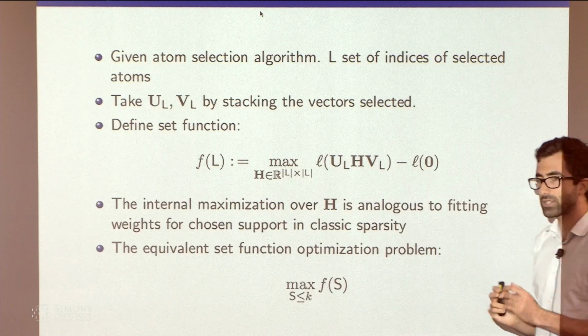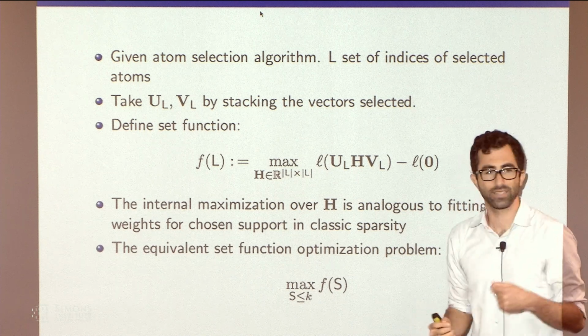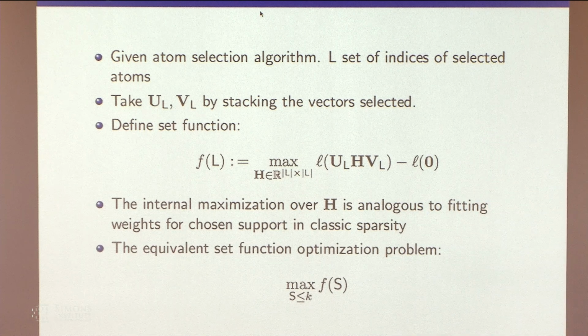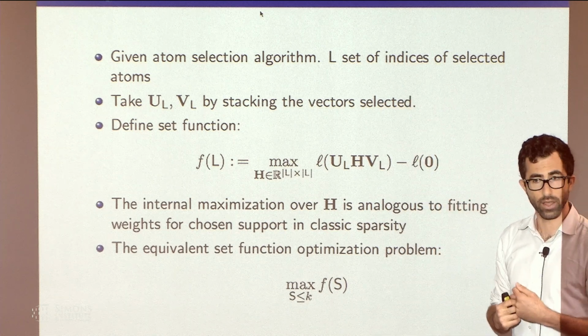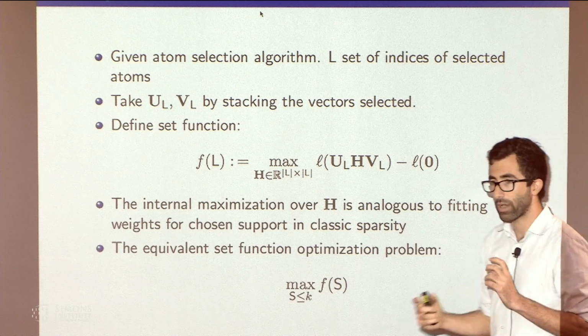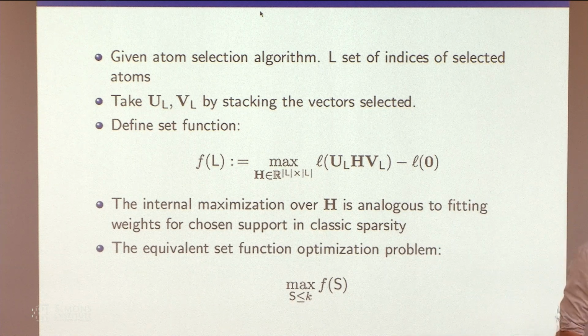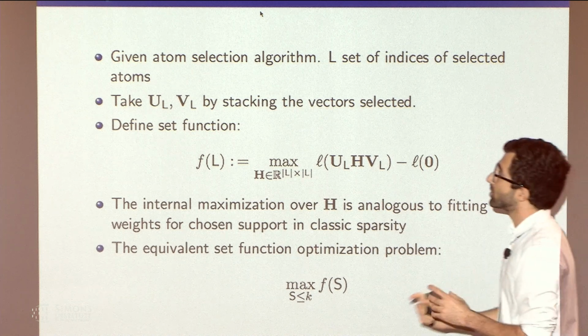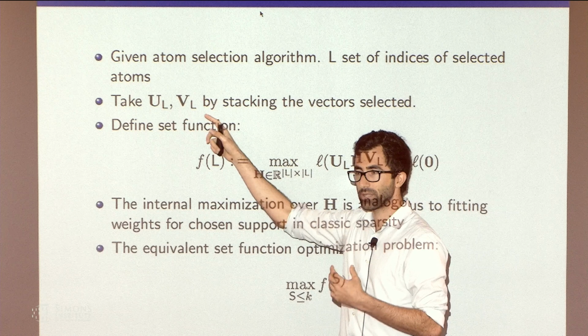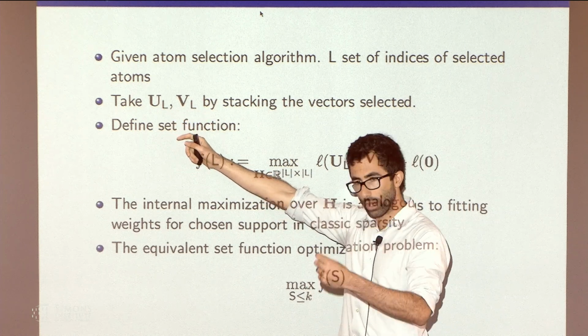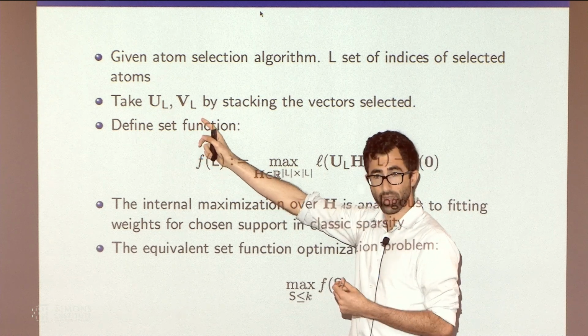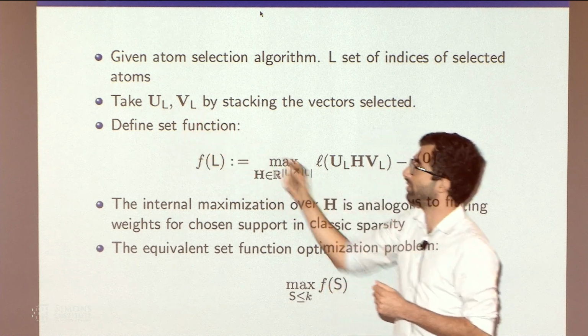So to be precise, suppose we have some algorithm that can select a new atom. For us, that means it selects a new rank 1 matrix, and then let L be the set of indices of those selected atoms. In this case, we're going to think of the atoms as both left singular vectors and right singular vectors. So you might have a column space and a row space indexed by L. L selects the column space vectors, and it selects the row space vectors. And so we have U sub L and V sub L.